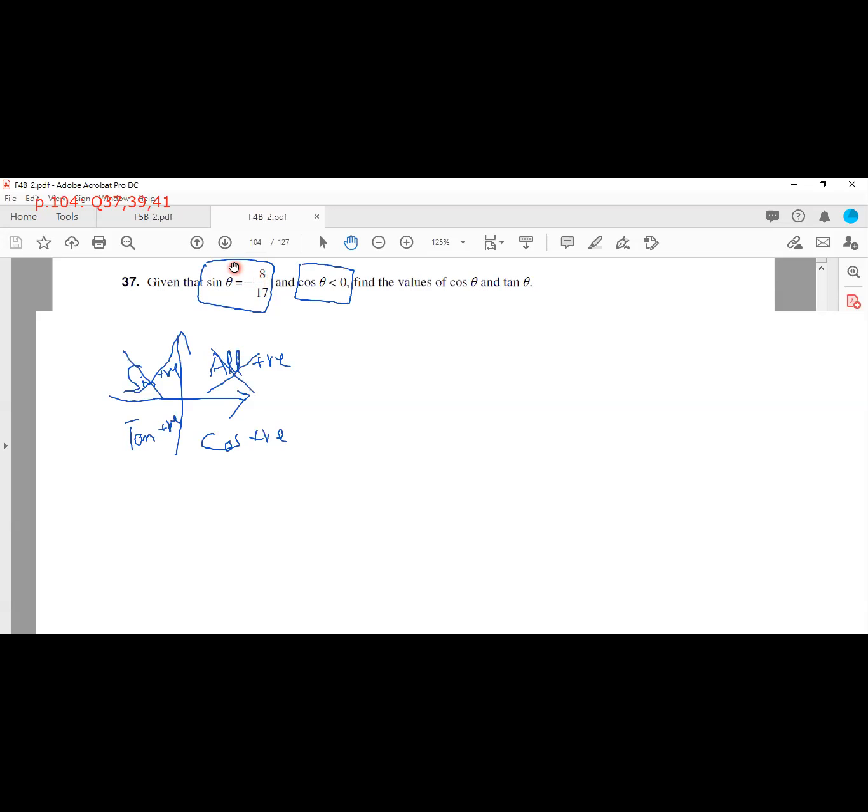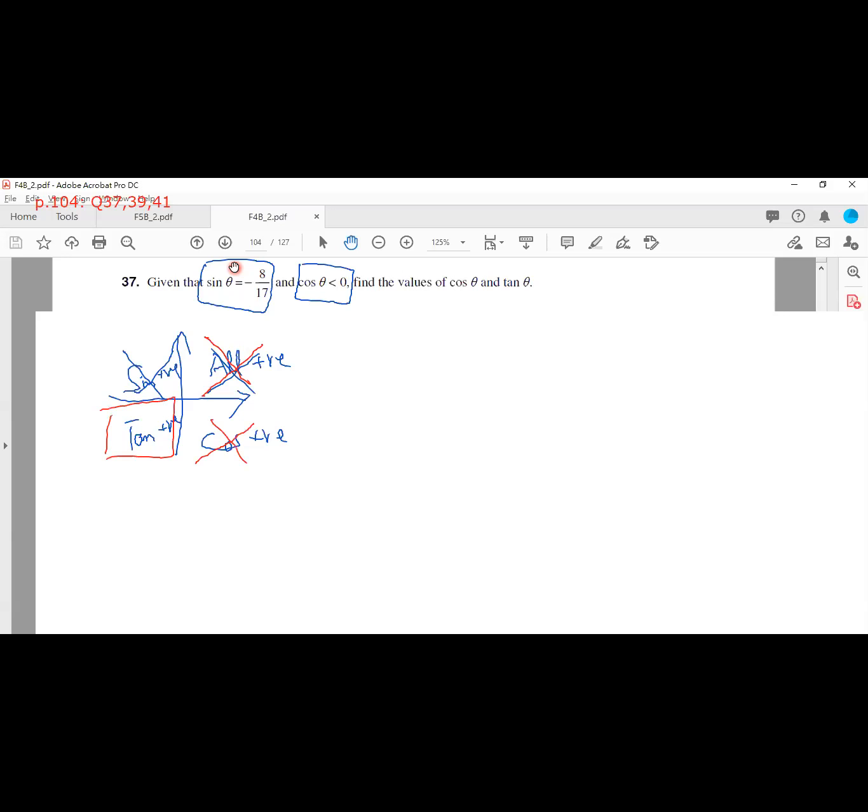cosine theta is less than 0. It cannot be box C, right? Because if it is in box C, then cosine theta will be positive. And now cosine theta is less than 0, which is negative, so it cannot be box C. So what is the remaining box? It is box T.